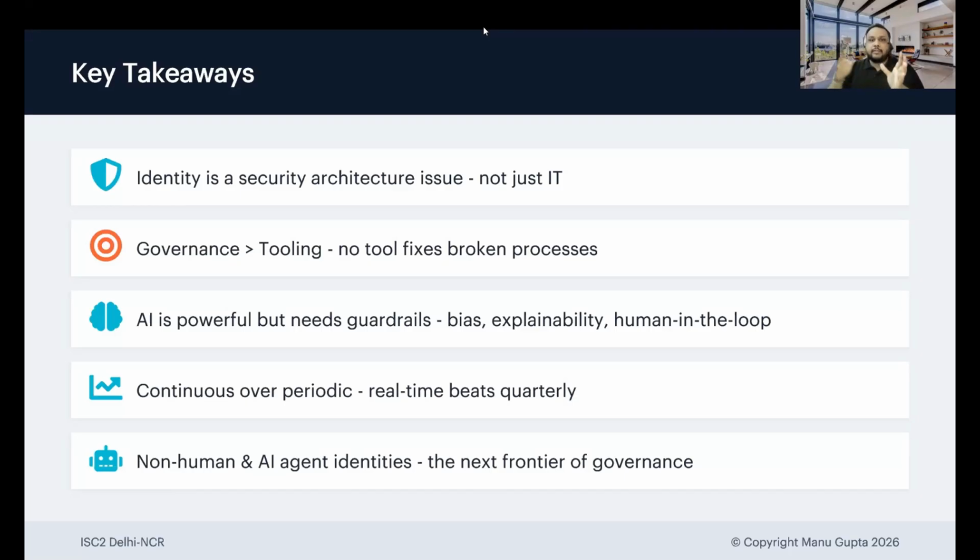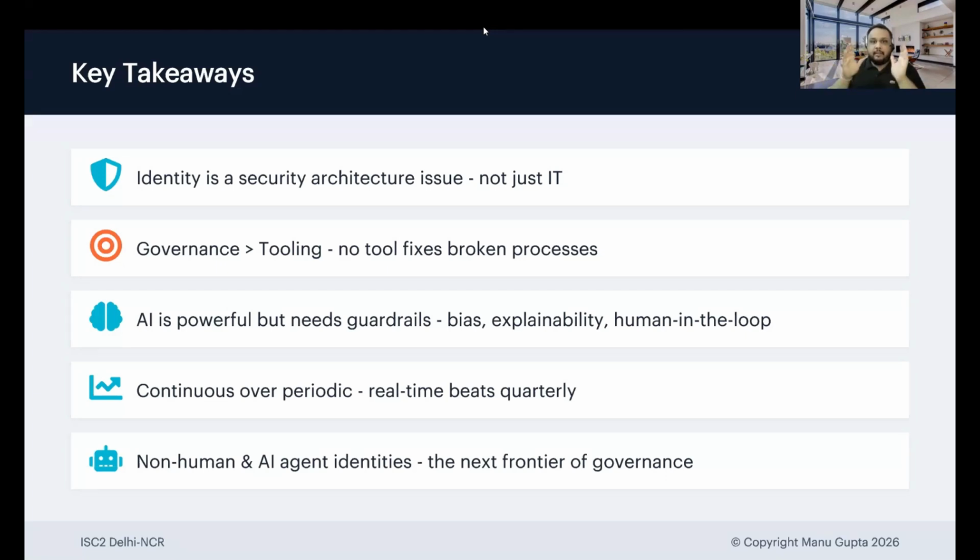Fourth, continuous over periodic, right? The days of quarterly reviewing access as your primary governance mechanism, those days are numbered, right? The future is continuous monitoring, real-time risk assessment, and dynamic access decisions. As Shikhar asked on the chat, how can we integrate AI with the zero trust architecture? AI can help you keep it continuous, right? It can add that dynamism to what used to be a static equation.